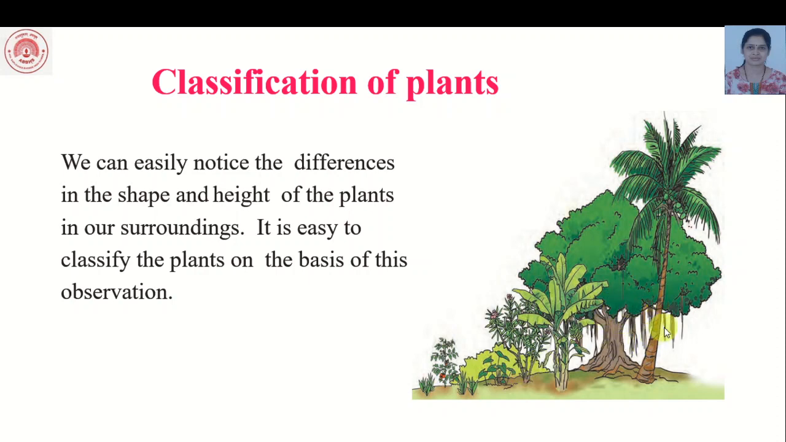Its stem is strong. So this is the similarity between these two plants. This is the banyan tree and this is the coconut tree. Now, it is easy to classify the plants on the basis of this observation. So, by observing, we can identify different types of plants.